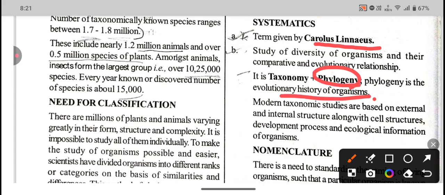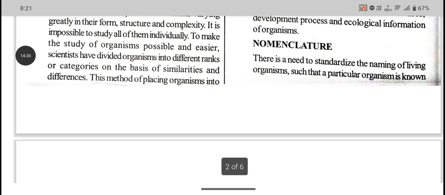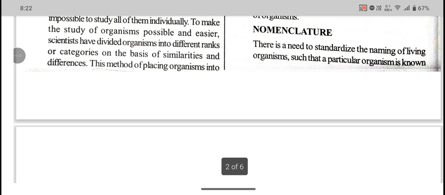Phylogeny is the evolutionary history of organisms, while taxonomy covers the characterization, identification, nomenclature and classification of living organisms. So let's see what nomenclature is. How do we name the organism?